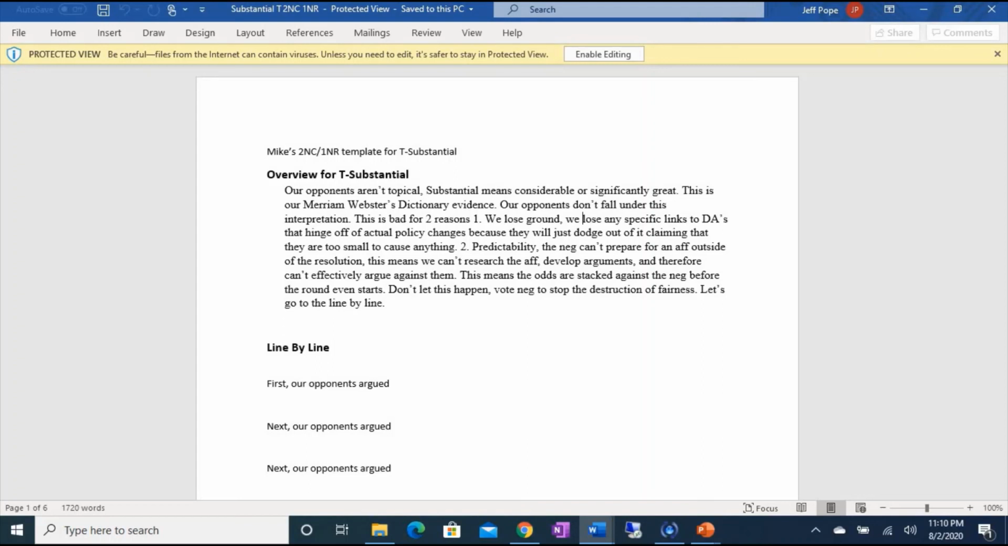So these are just a couple examples of what overviews can look like. You'll find a host of examples on the Dropbox, and you can work with me or other varsity members to take a stab at drafting your own overviews, and then we can work to make them the best they can be.